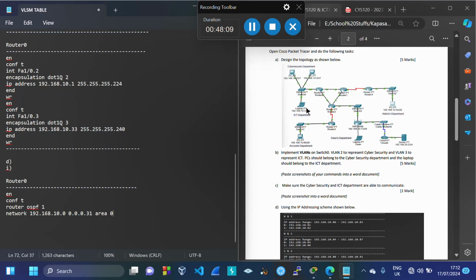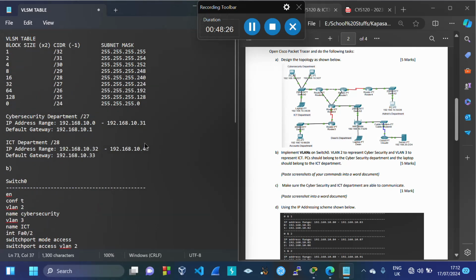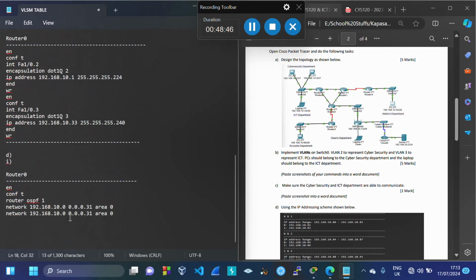Now we need to broadcast for ICT, which is connected to router 0. I'll get this command. I've explained it, so now I'll be trying to go fast. So we need to identify the network where this belongs for ICT department. Remember, we said its network for ICT was .32, as you can see. Then its broadcast is going to be known because of block size. So let me just say we have 32, which is the network, which is correct.